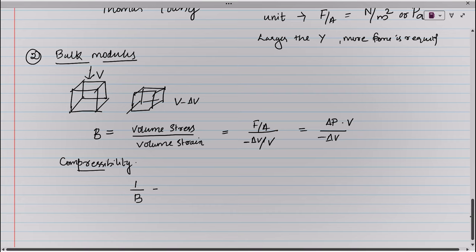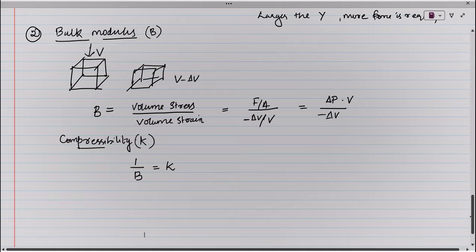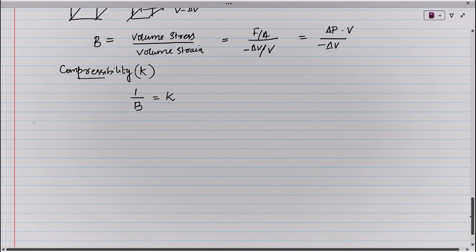The reciprocal of bulk modulus is the compressibility. It is denoted by the letter capital K. That is, K is equal to 1 by B, is the compressibility. Compressibility is denoted by the letter K. Bulk modulus is denoted by the letter B. Okay, then moving on to the next modulus, that is shear modulus.